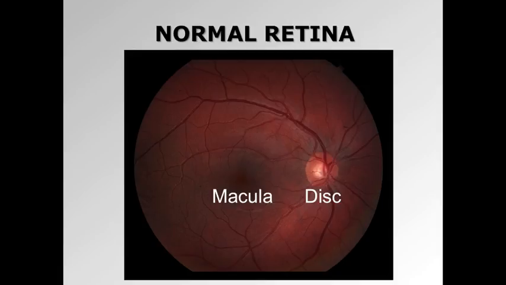So this is a picture of a healthy retina in a young person. And you can see the blood vessels. This is the disc where information travels from the eye to the brain. And then the macula, which is where your central vision is. And you can see it's kind of a darkly pigmented area, and there's no spots or anything like that. So this is normal.